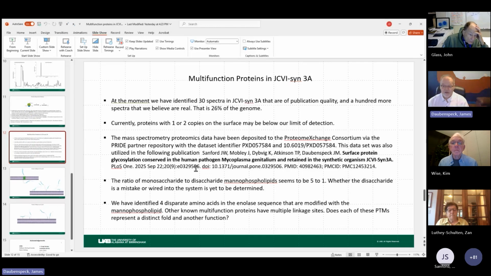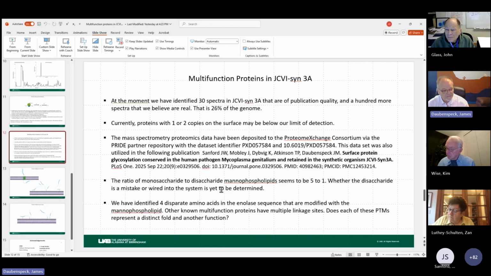The mass spec proteomics data that we're using for this work, and my colleague John Sandberg is going to talk about it after I do, is already published. It's in the PRIDE repository. There's the identifiers. This is my shameless plug. We just had a paper come out Monday, and it's on surface hexosylation in Syn3.0. Like I said before, the ratio of monosaccharide to disaccharide mannose phospholipids seems to be about 5:1.